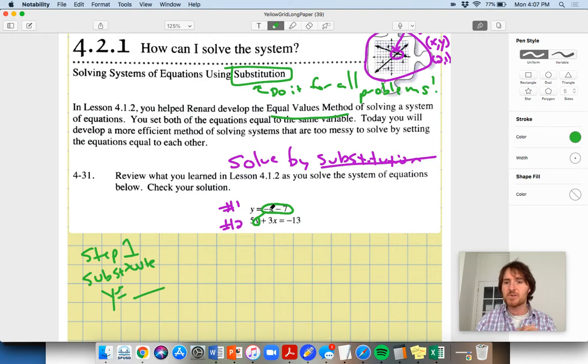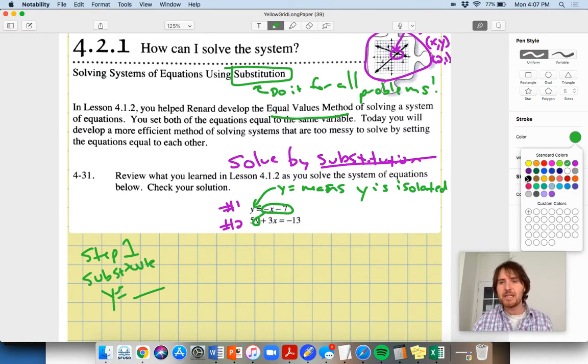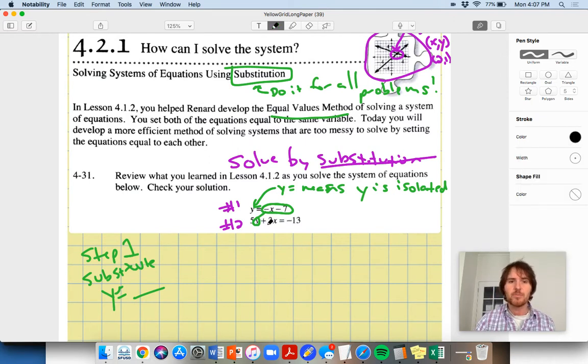Y equals this, right? So when you have a variable isolated, look here. Y equals means y is isolated. What does the word isolated mean? Isolated means it's by itself. It's all alone, right? So what I can do is change this equation now. For equation number 2, step 1, we'll substitute what y equals into equation number 2.